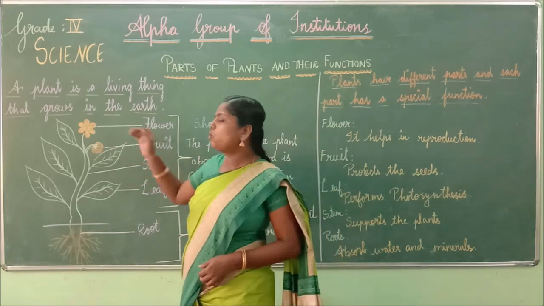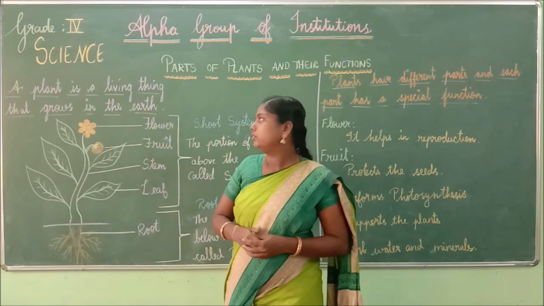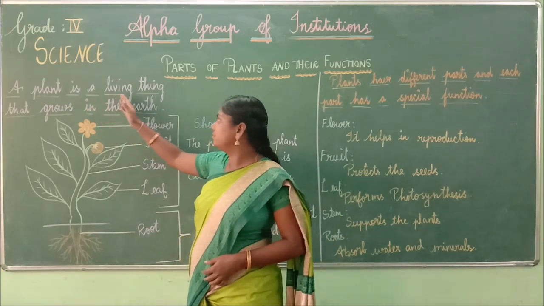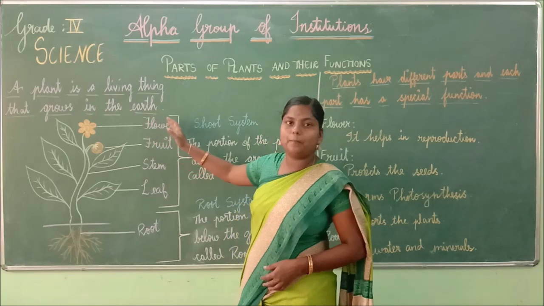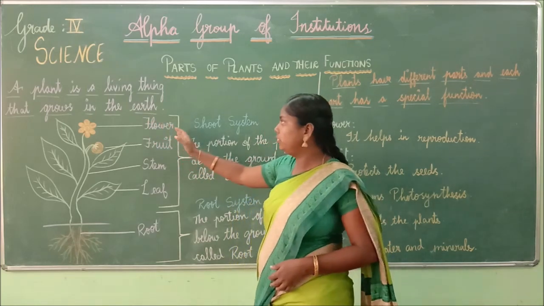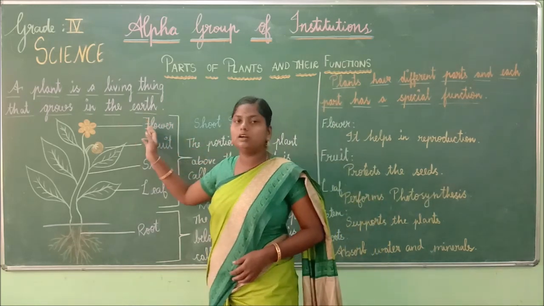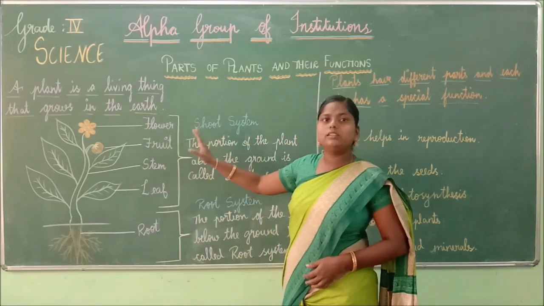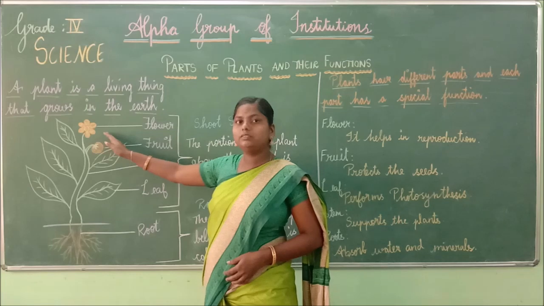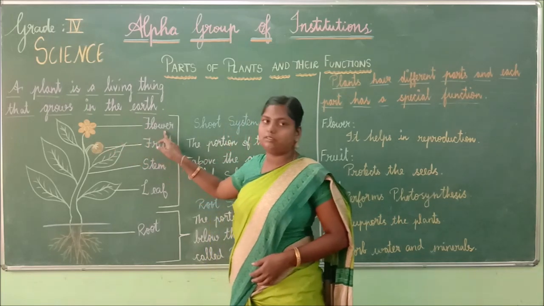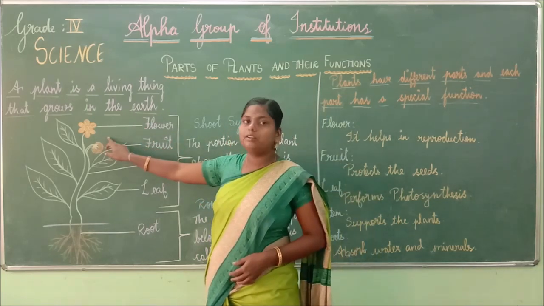So here, what is a plant? A plant is a living thing that grows in the earth. So what are all the things which you will see in a plant? First one, you will see a flower.